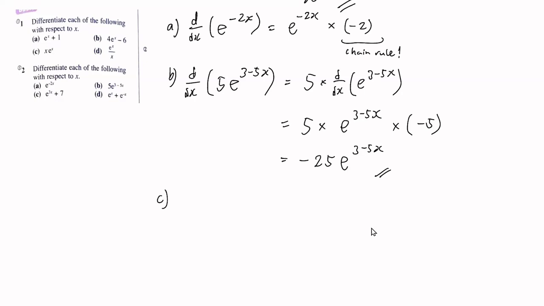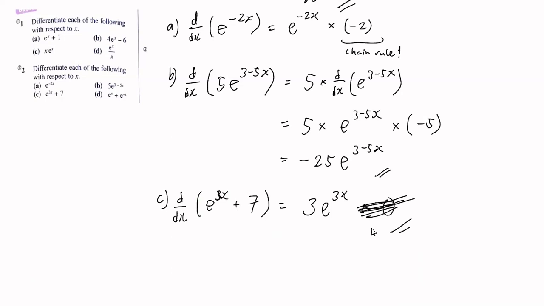Next, part C. Differentiate e power 3x plus 7. Too simple already. e power 3x times 3. If you're fancy, you can always put the 3 in front, then you can make it look nicer. Differentiate 7, you get a 0, and of course you don't need to write it. Done. Good.